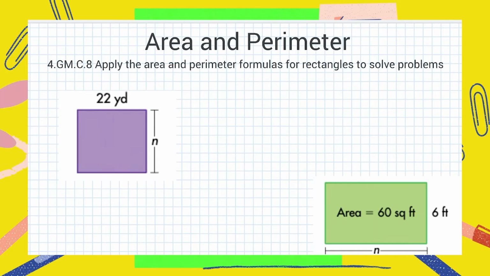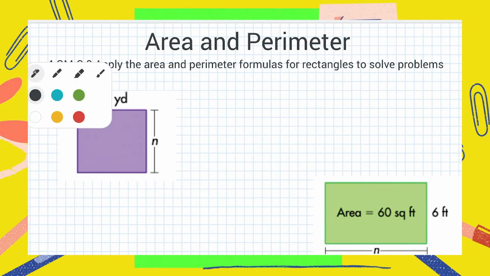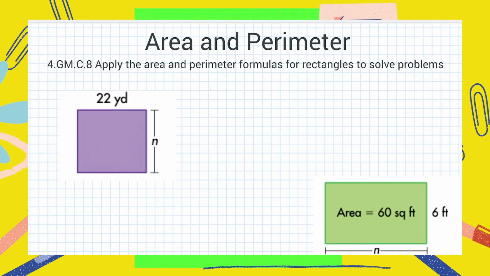Now let's talk about area. Area is the amount of square units it takes to cover a figure. Look at the figure I just drew. Can you see the square units in there?